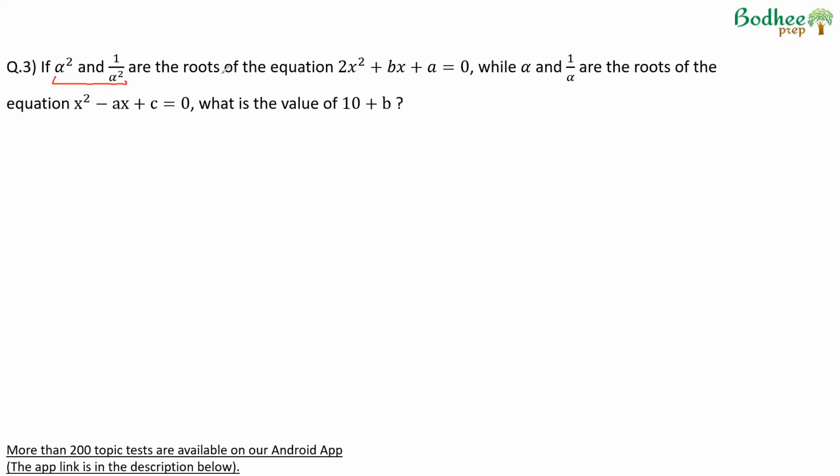Alpha square and 1 by alpha square are the roots of the equation 2x square plus bx plus a equal to 0. Alpha and 1 by alpha are the roots of the equation x square minus ax plus c equal to 0. What is the value of 10 plus b?